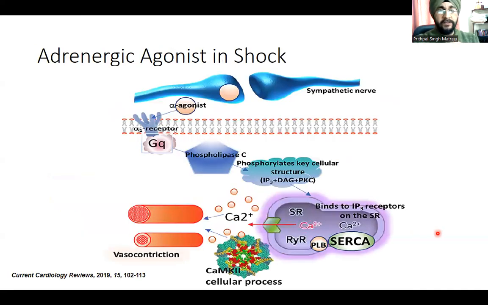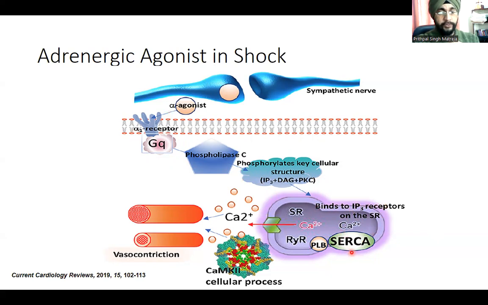Now, when we talk about these adrenergic agonists such as epinephrine, norepinephrine, and dopamine, we all know that these drugs bind to the alpha receptors that are present on the membrane. These alpha 1 receptors, when activated, lead to activation of phospholipase C. This activation of phospholipase C phosphorylates the various structures that are present. Plus, it also binds to the IP3 receptor present on the sarcoplasmic endoplasmic reticulum calcium channels that are there.